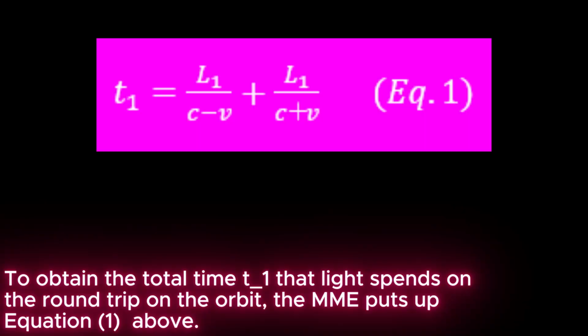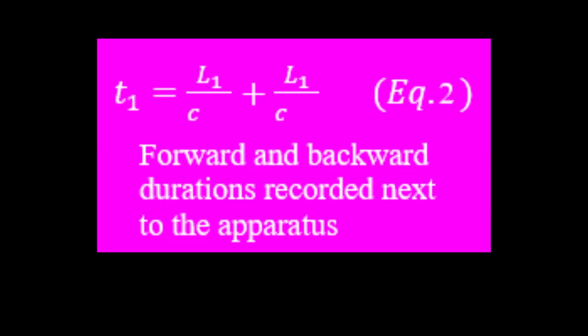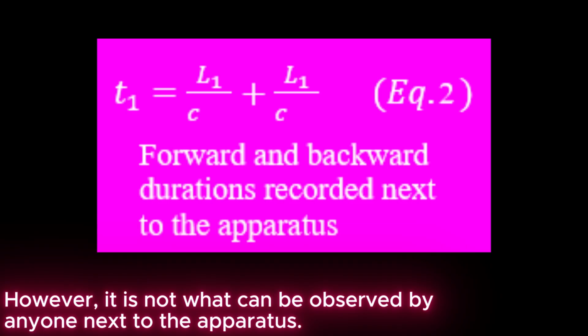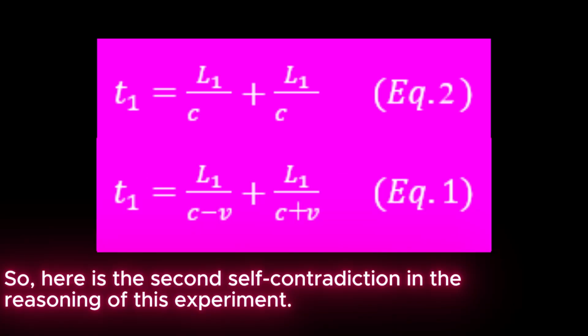To obtain the total time t1 that light spends on the round trip on the orbit, the MME puts up equation 1 above. The two unequal terms in equation 1 must mean that light spends unequal durations between its forward and backward trip on the orbit. However, it is not what can be observed by anyone next to the apparatus. So, here is the second self-contradiction in the reasoning of this experiment.